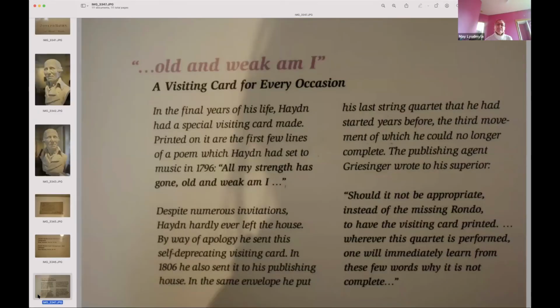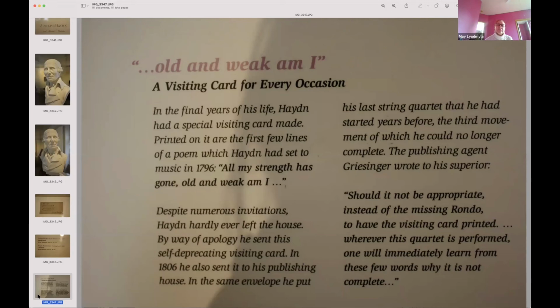In the final years of his life, Haydn had a special visiting card made. Printed on it were the first few lines of a poem which Haydn had set to music in 1796. All my strength has gone, old and weak am I. Despite numerous invitations, Haydn hardly ever left the house. By way of apology, he sent this self-deprecating visiting card.